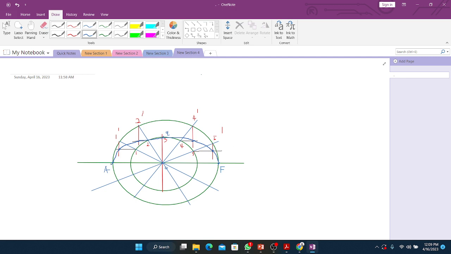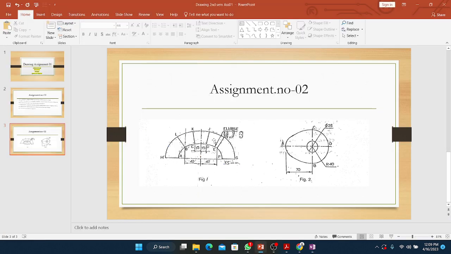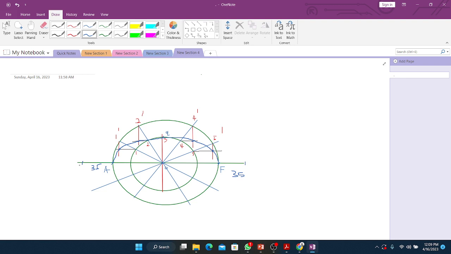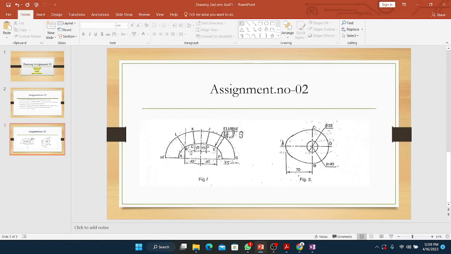Okay. Then after drawing this one, the tricky part to draw that half, the topmost part, is the distance from here is 35 millimeters. So you want to mark 35 millimeter from A here, and from F 35 millimeter. Then the names are M and G. This one is M, this one is G. Then you have B, C, D, E points. So you want to mark those points on your ellipse.